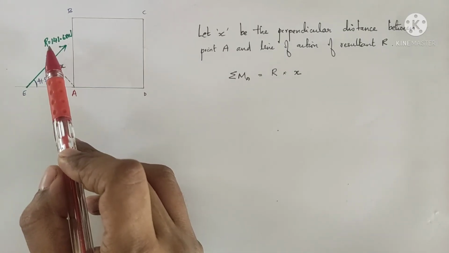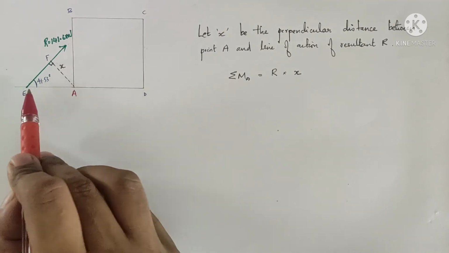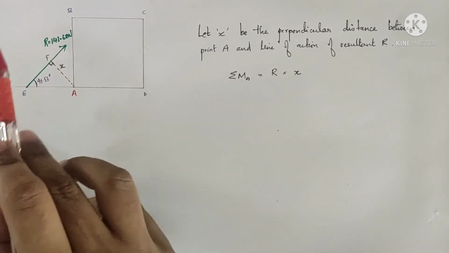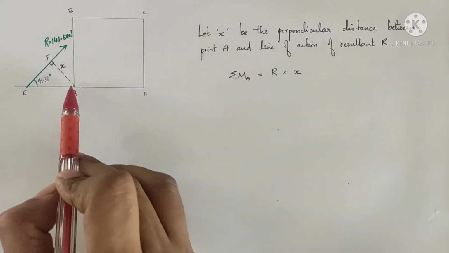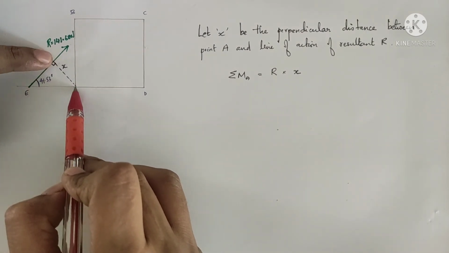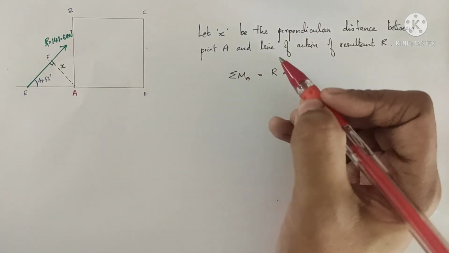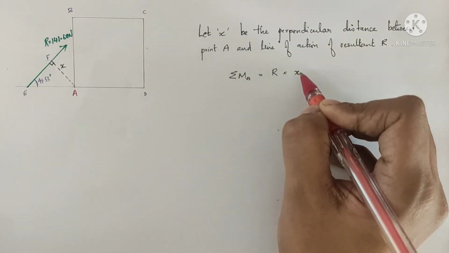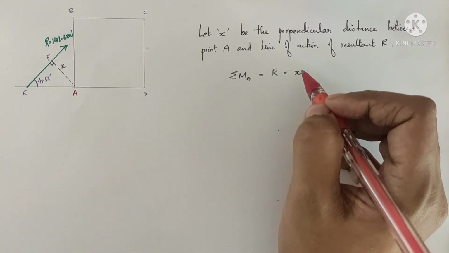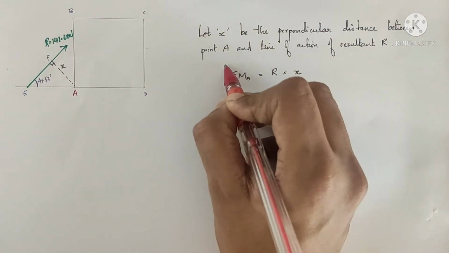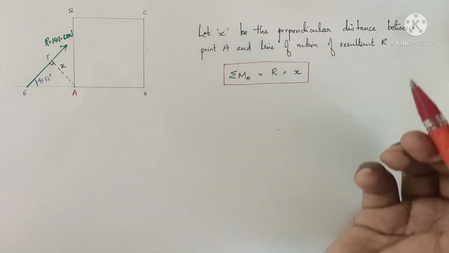Here I have marked the resultant R is equal to 141.68 Newton acting at an angle of 41.53 degree with horizontal. I have marked the resultant here in this figure. Let's say X is the perpendicular distance between the point A and the line of action of resultant force. So this is the X distance. What we know already is the resultant force into the perpendicular distance between a particular point A and the line of action of force will be equal to the sum of moments of all the forces with respect to point A. We've already learned this formula.